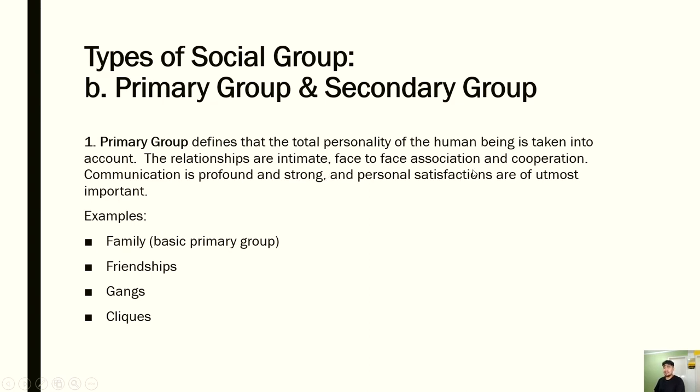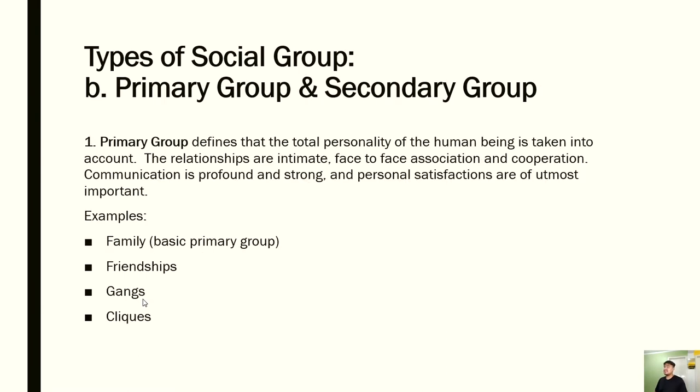There is face-to-face association. So this virtual learning, we are not under a primary group; we are under a secondary group. When it comes to cooperation, it is stronger in primary groups. As for gangs and cliques, cliques are your group of friends, while gangs are those from childhood. But when you say gangs like in prison, it could be considered a secondary group.